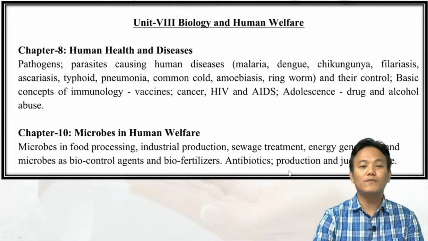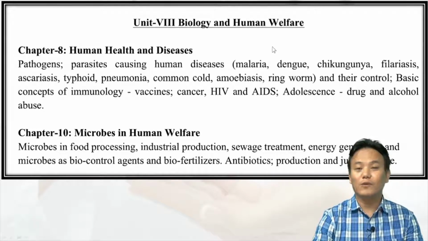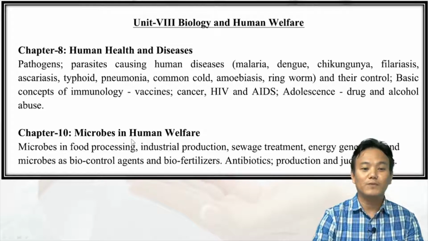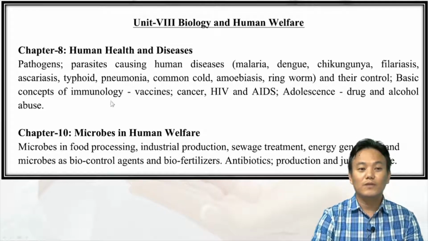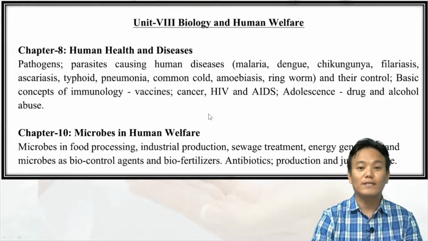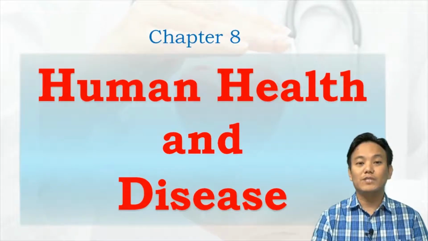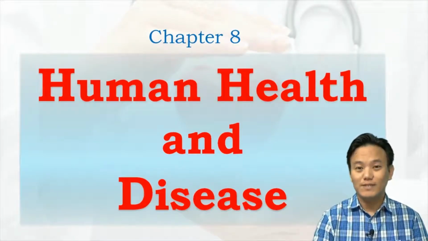Alright, so with this video we are going to start a new unit from your biology textbook, that is unit number 8, Biology and Human Welfare. This unit contains 2 chapters, chapter number 8, Human Health and Diseases, and chapter number 10, Microbes in Human Welfare. From this unit, in your revised syllabus, chapter number 9 has been removed by the CBSE, so you don't have to study that. Okay, so let's start with chapter number 8, that is Human Health and Disease.